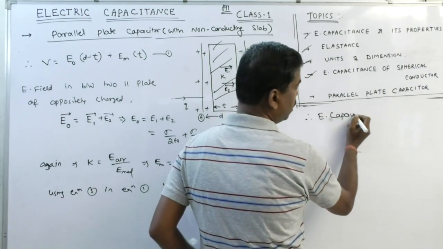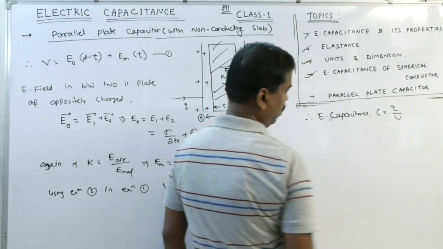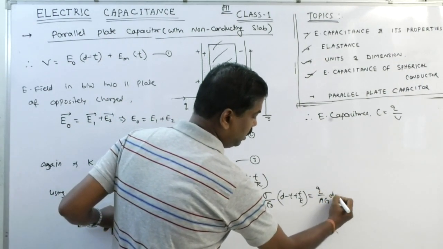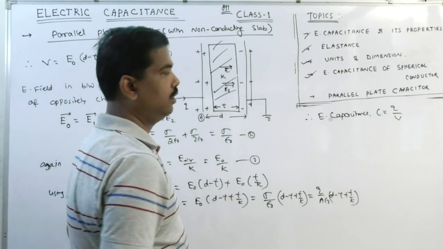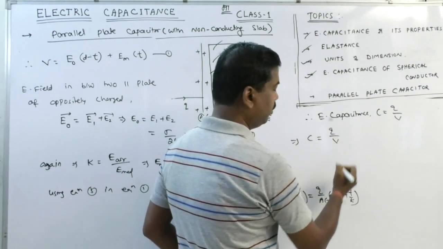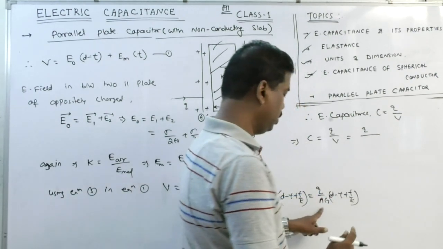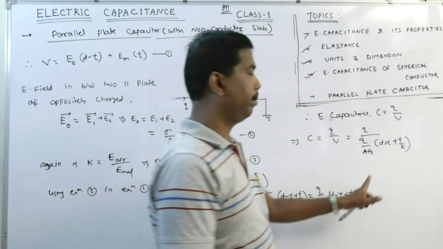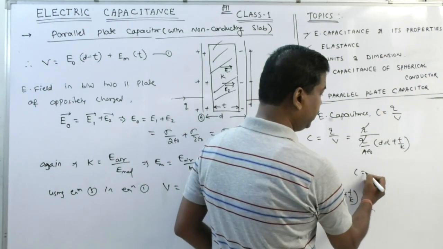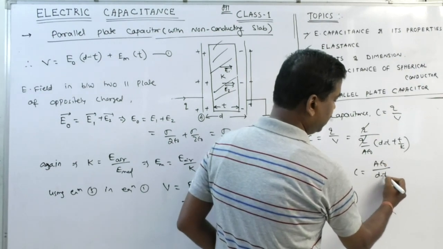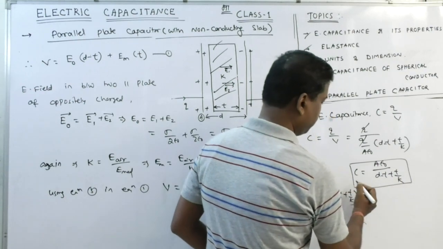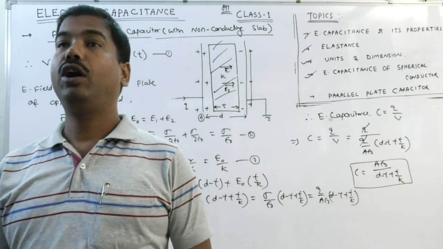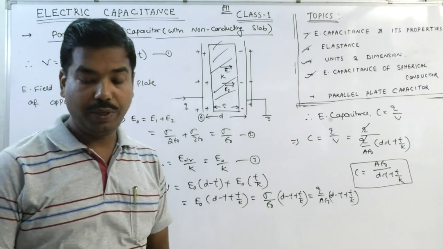Capacitance C is equal to Q by V. Sigma means Q by A, so V is Q by A epsilon 0 into D minus T plus T by K. Using this, I can find C is equal to Q by V, that is Q by [Q by A epsilon 0 into D minus T plus T by K]. Clear? Q gets cancelled. So C is equal to A epsilon 0 by D minus T plus T by K. This is the expression for the non-conducting dielectric slab. If the slab is non-conducting, then the denominator is found to be D minus T plus T by K.